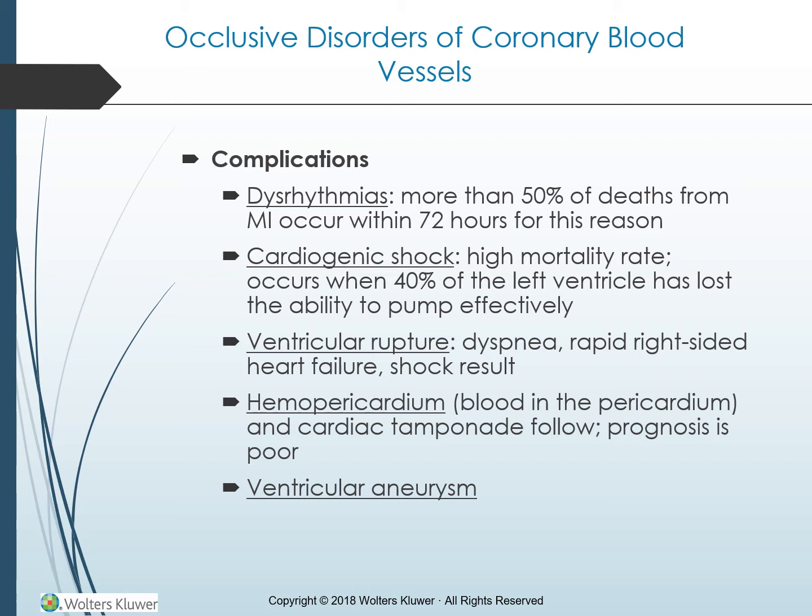Ventricular rupture. Ventricular rupture occurs when a soft, necrotic area from a transmural or interventricular septal MI ruptures. Dyspnea, rapid right-sided heart failure, and shock result. Hemopericardium, which is blood in the pericardium, and cardiac tamponade follow. The prognosis is poor, although survival is possible.